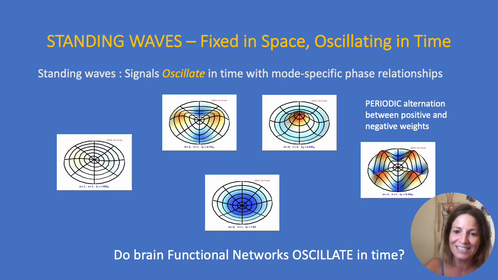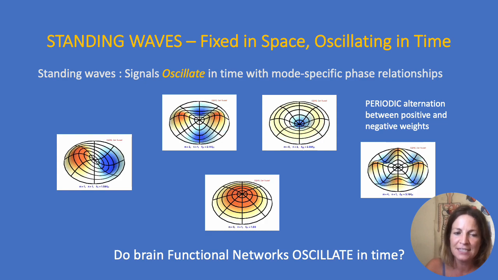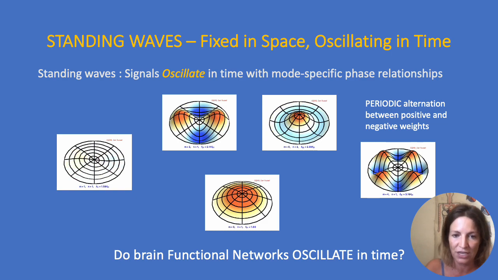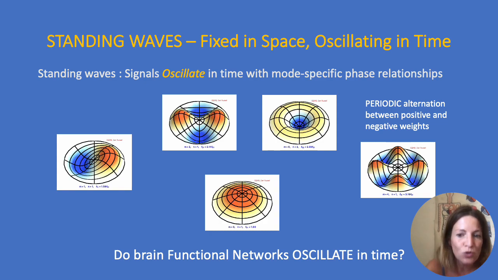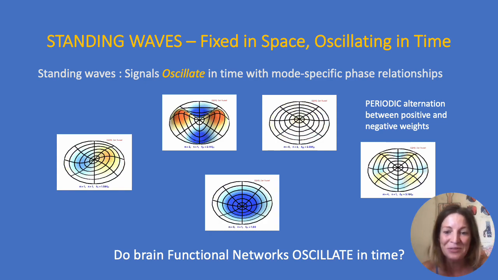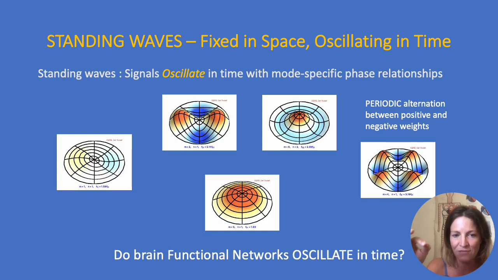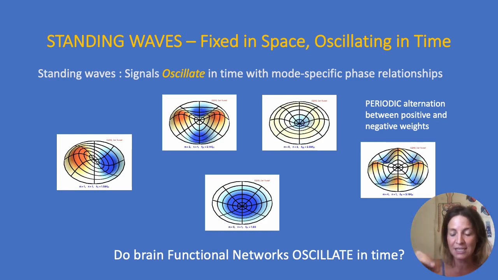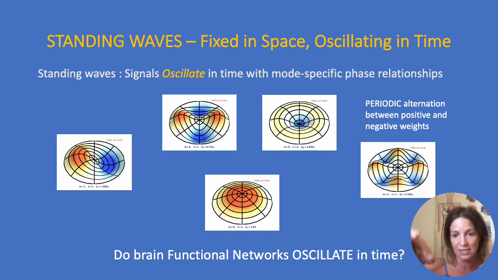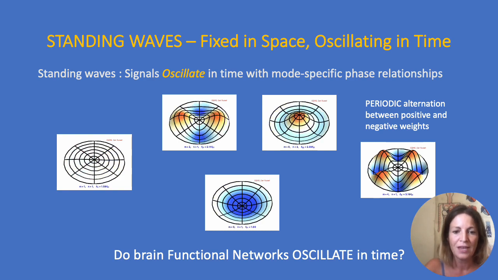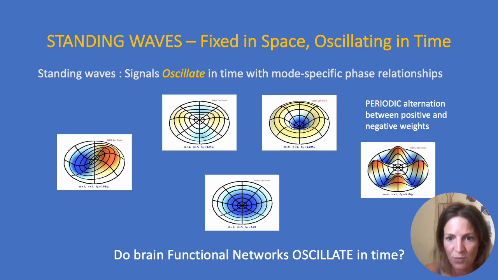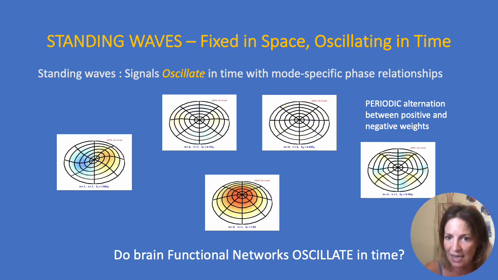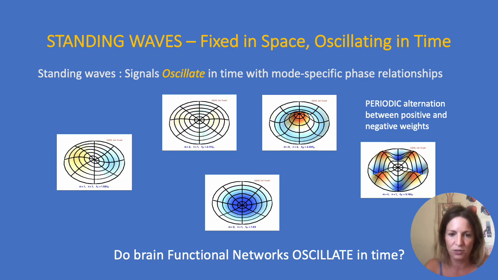Now, one thing that is usually not fully addressed is that in standing waves, the signals oscillate in time with very specific phase relationships. Which means that some voxels or some units in the system, so this is a continuum system, some parts of the system will synchronize or oscillate in phase, whereas others will oscillate in antiphase with each other. So it's important to understand if the functional networks that we see in brain activity actually oscillate in time, to further validate this hypothesis.